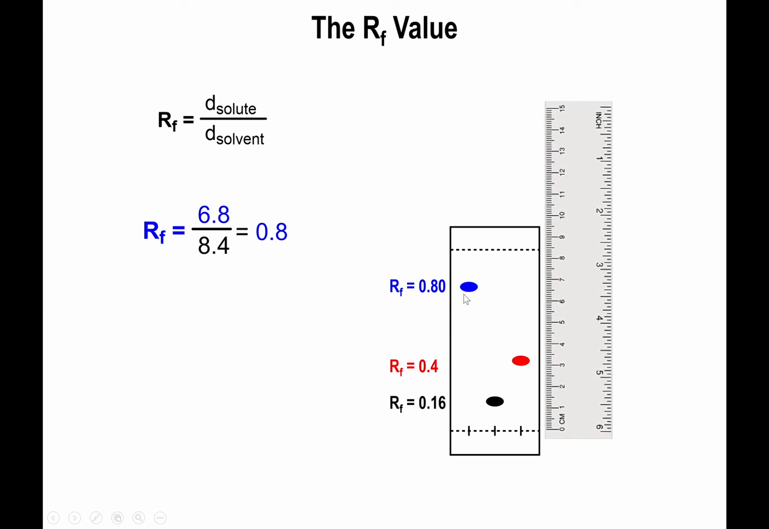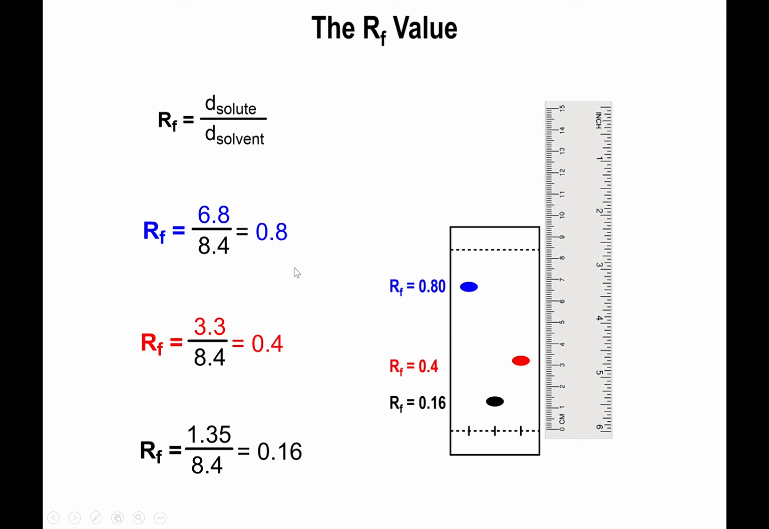in the case of the blue spot, about 6.8 centimeters, the solvent is about 8.4, this is 0.8, same value that we got before. The red spot is about 3.3 distance traveled, 8.4 for the solvent, 0.4, and then your RF value for the black spot is about 0.16, which is the same thing as before.